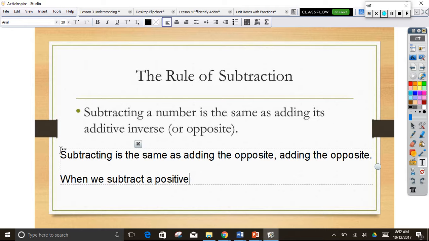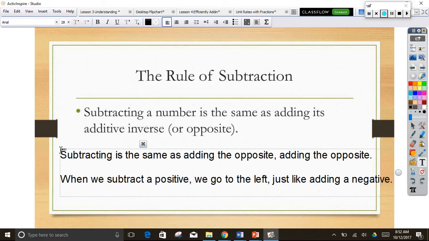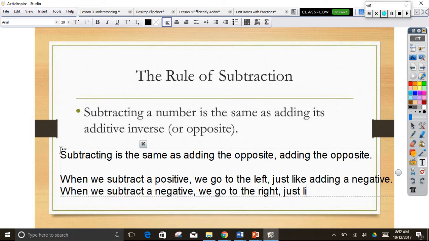a positive, what direction do we go to on the number line when we subtract a positive? Left. We go to the left, just like adding a negative. When we subtract a negative, what direction do we go in? We go to the right, just like adding a positive.